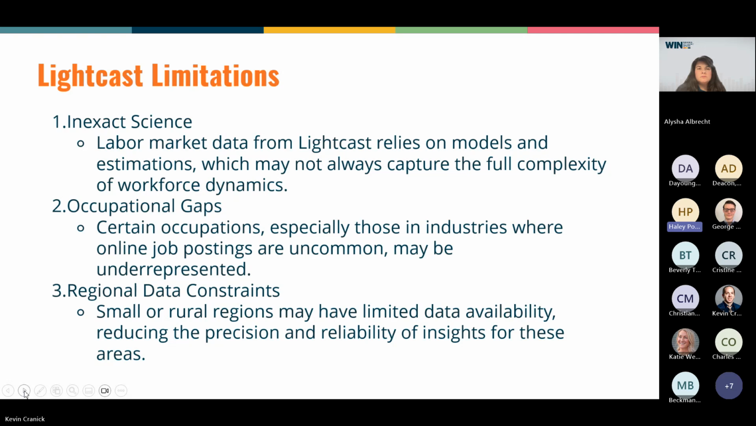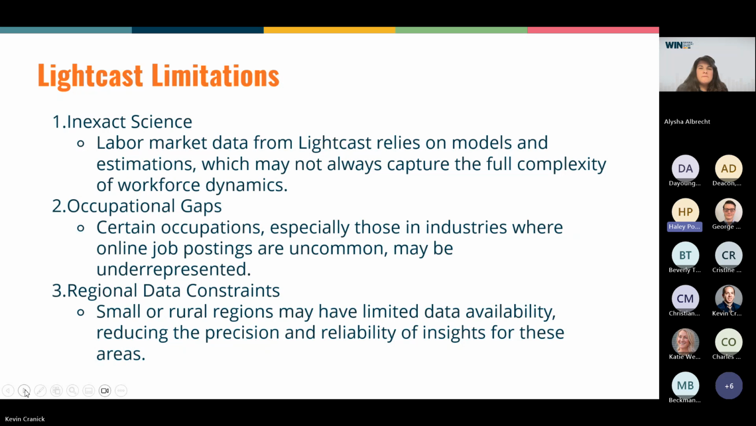So there are some limitations in Lightcast. One of the reasons we use so many different data sources is to avoid the limitations or work around them, so we can provide the best data possible. It isn't an exact science. The labor market data from Lightcast relies on models and estimations, which may not always capture the full complexity of what is going on in the workforce. There are gaps. Certain occupations, especially in industries where online job postings aren't common, may be underrepresented. We have been working around that too with other projects, deciding what jobs go into what occupations and how to categorize different jobs and pull the data.